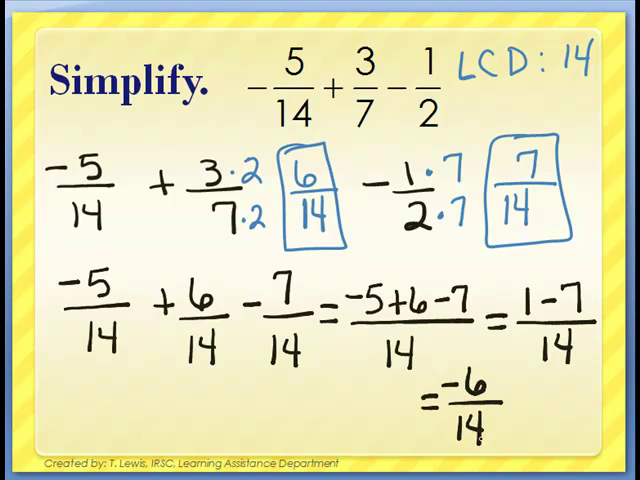So before we end this question, let's look at negative 6 over 14. Ask yourself, can this fraction be reduced? And we can reduce it by dividing a 2 out of the numerator and denominator, and negative 6 over 14 reduces to negative 3 over 7.